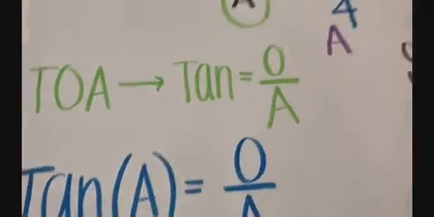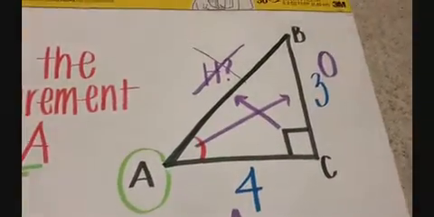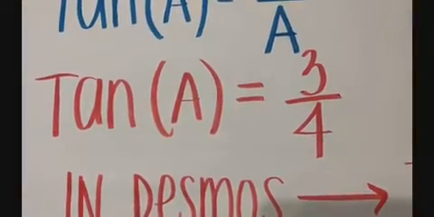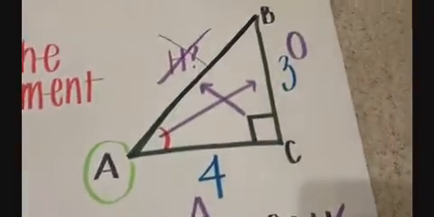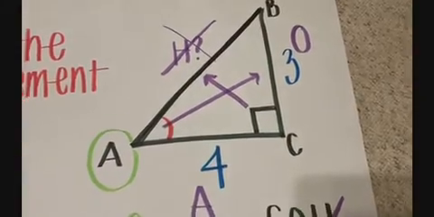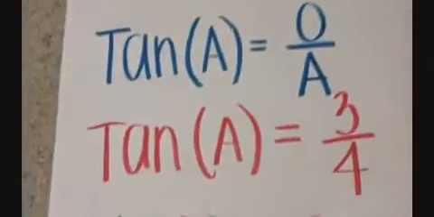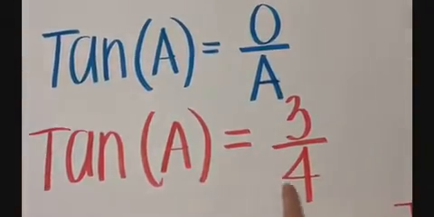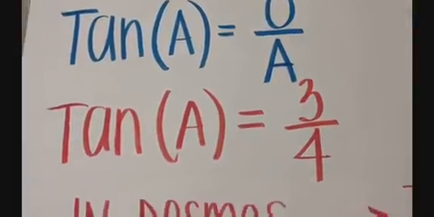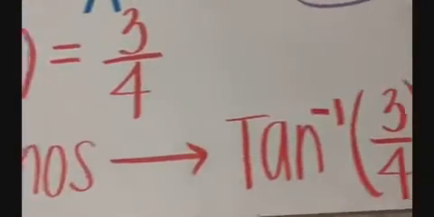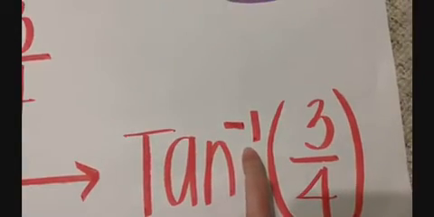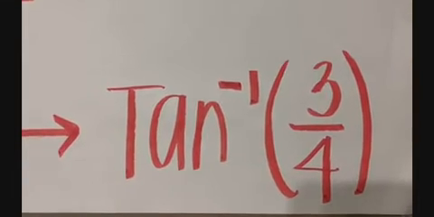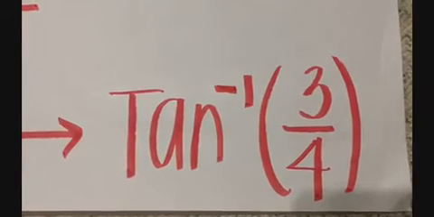Let's rewrite it using the information from the triangle that we identified. If you go back to your triangle, the opposite side was 3 and the adjacent side was 4. So we plug it back in to tangent. Tangent A will now equal 3 divided by 4. However, in Desmos, you need to make sure you enter it with that little -1. This is the inverse of tan. Make sure in Desmos you hit the function key and then type in your 3 divided by 4.